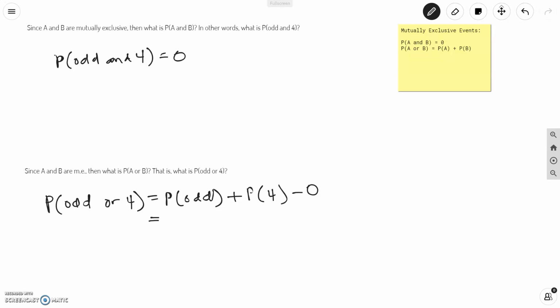So the probability of being odd for a die roll is 3 out of 6. The probability of being 4 for any given die roll is 1 out of 6. Minus 0, that's going to give us 4 out of 6, which reduces down to 2/3. So the probability of being odd or 4 when two events are mutually exclusive is 2/3.